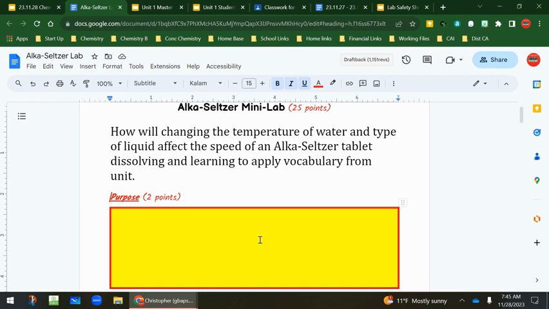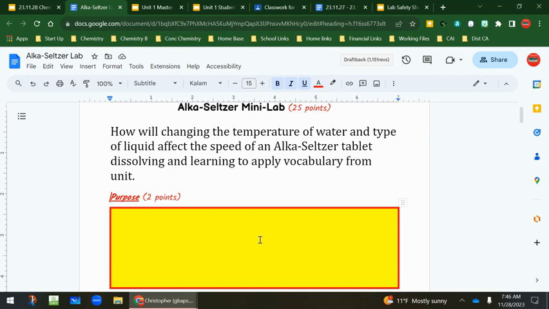the idea of this lab is to introduce things to you and also to introduce the vocabulary that we are talking about that we're going to quiz you on later this week. Okay? So we need to write a purpose for this lab. How will changing the temperature of water and type of liquid affect the speed an Alka-Seltzer tablet dissolves? That's what we're trying to do here.